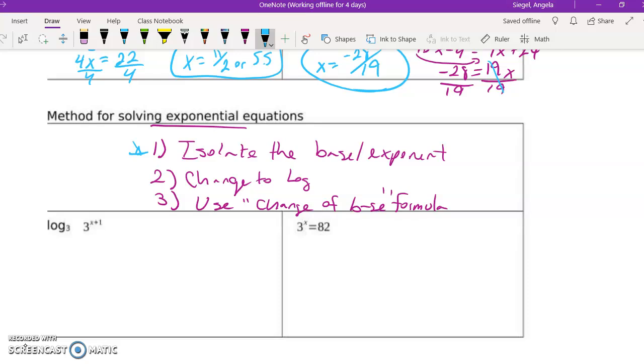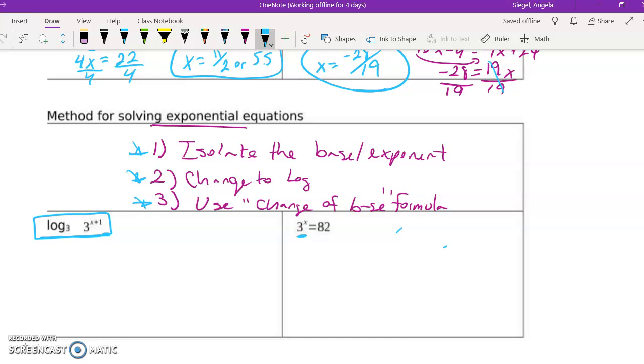So for instance, if I had something like (3^x + 1)/2 = 82, I'm going to get rid of all this junk here until I just isolate that base and exponent. And the second part is I'm going to change it to a logarithm. Actually, this one starts out where we've already changed it to a logarithm, so we're going to talk about that here in a second. And then third, we're going to use that change of base formula so we can use our calculators.